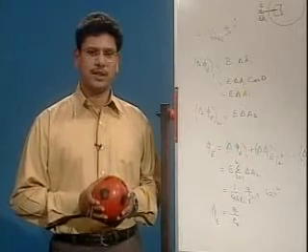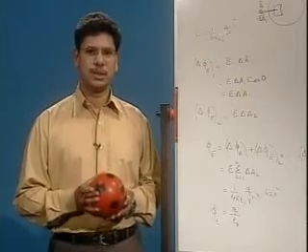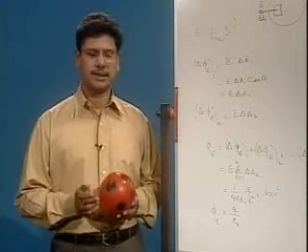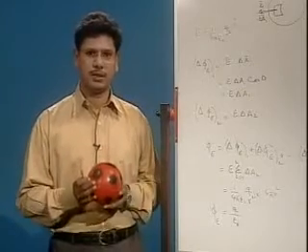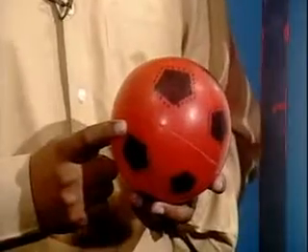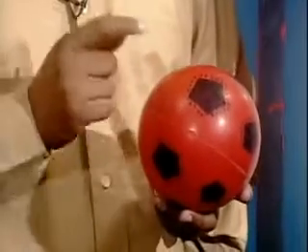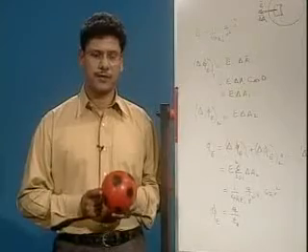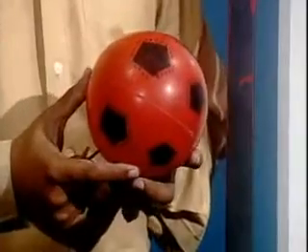Let's try to find out the electric flux at the surface of a closed object because of a charge placed at its center. This ball represents a spherical closed surface. Let's assume that we have a charge placed at its center. Now all the points on the surface of this ball are at an equal distance from the center. Therefore, the electric field intensity at all the points is equal.